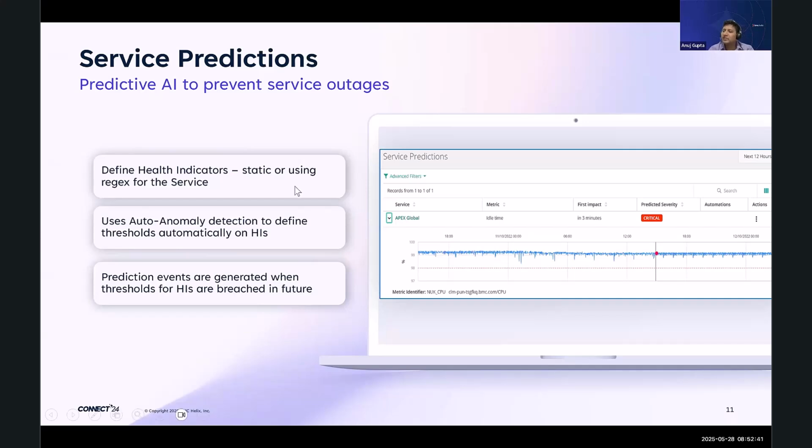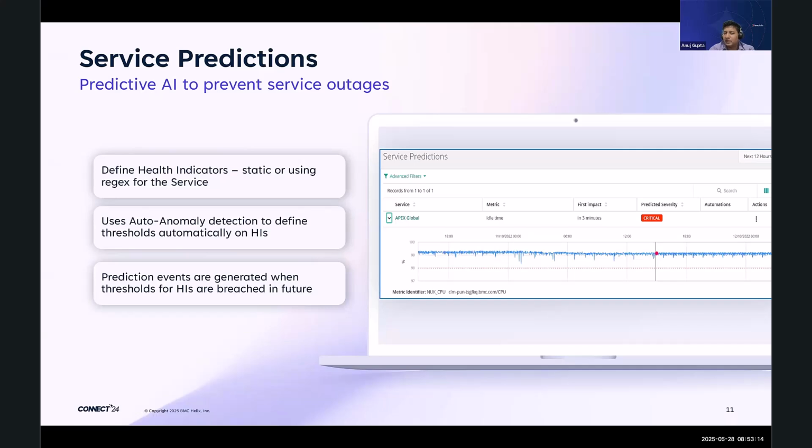Then second piece is, instead of defining the alarm policies manually on the health indicators, by leveraging operations management's auto anomaly detection, we want to make sure that users don't have to configure any of these policies manually, and anomaly detection will take care of these health indicators and define the thresholds automatically. And then obviously the prediction events are generated whenever these thresholds are breached. We have started on this.